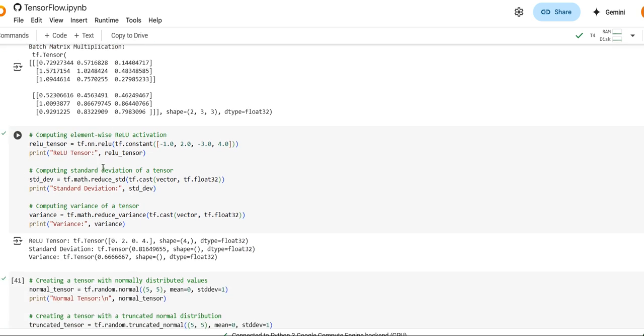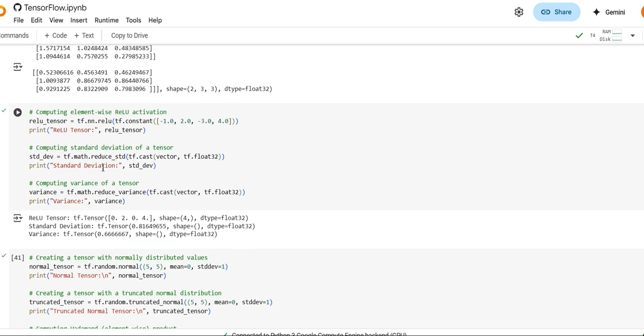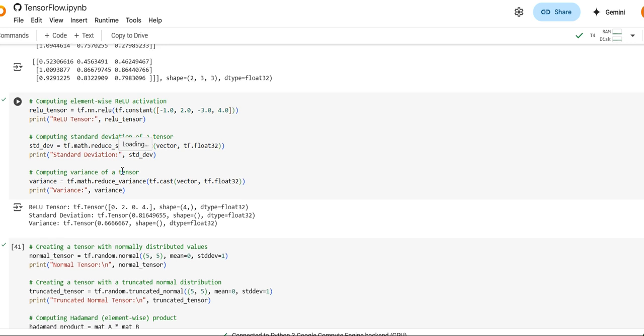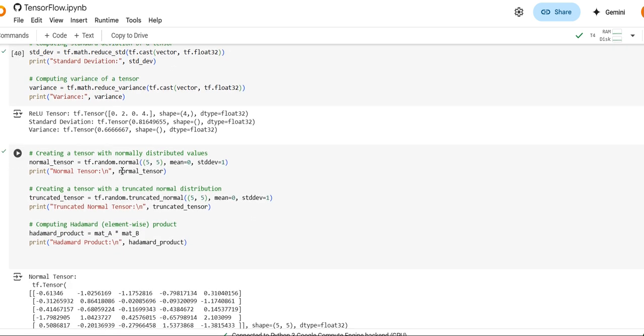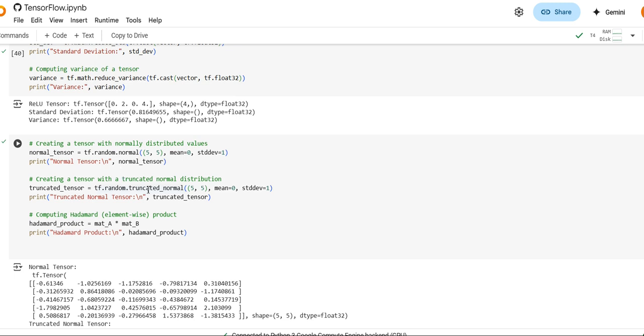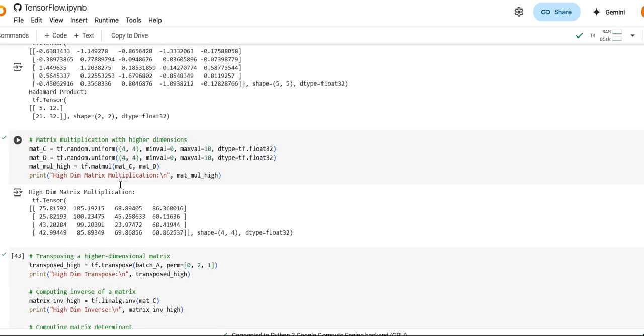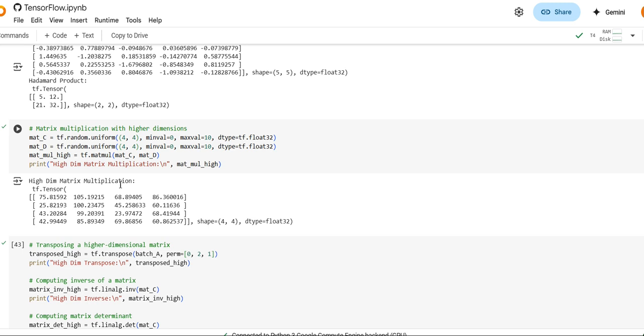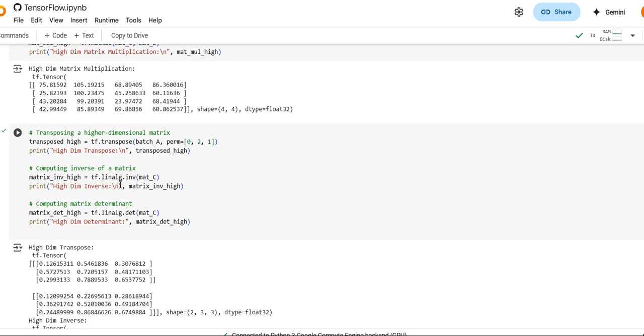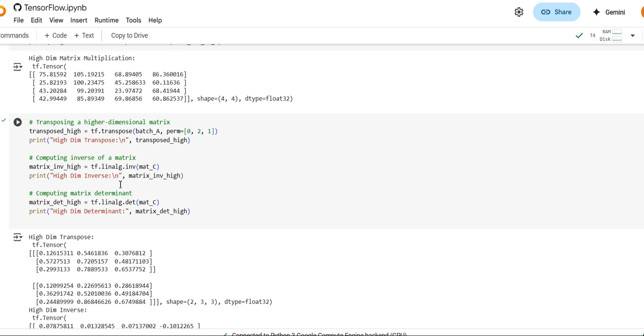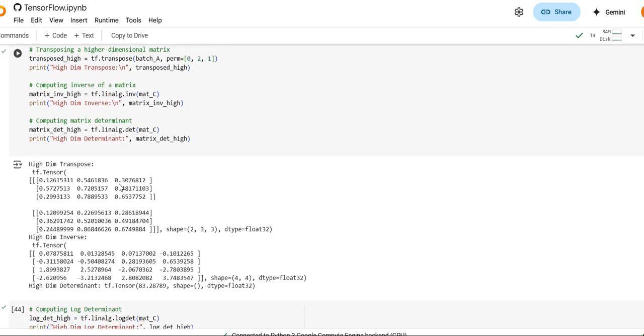ReLU, variance and standard deviation. So ReLU zeros negatives, whereas variance and standard deviation measure the spread. So generating normally distributed or truncated normal values for simulation or weights. So the Hadamard product is nothing but element-wise multiplication. Contrast this with matrix multiplication. High-dim matrix operation. So high-dim matrix multiplication works the same, just with bigger sizes.